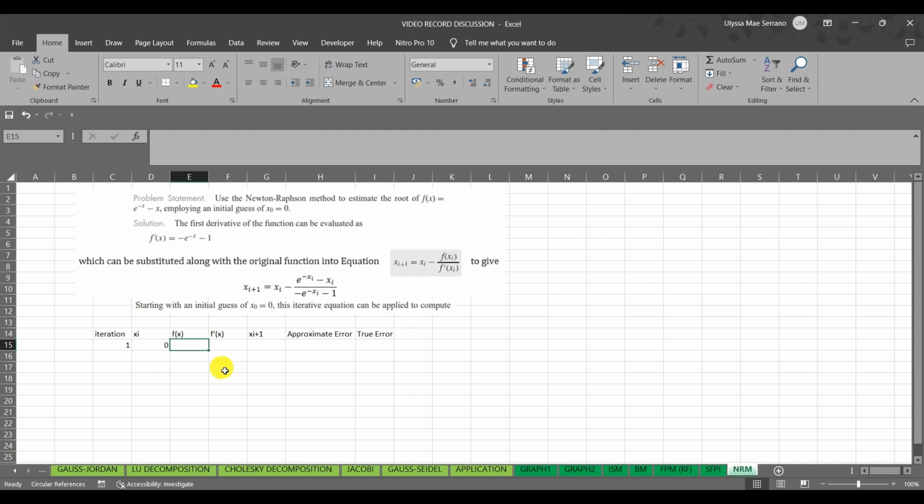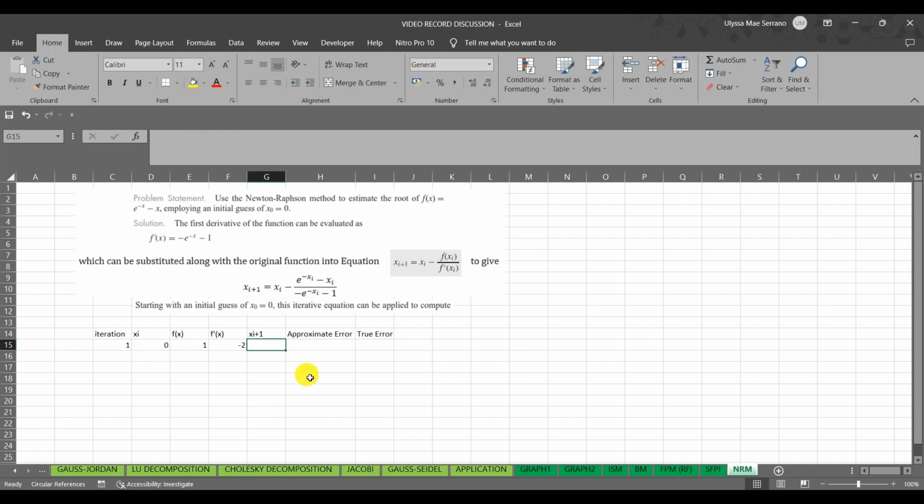And for the function, it will be the given function of x, substituting the value of the initial guess of 0, exp raised to negative x minus x. So this will be the value of the function. And for the first derivative, we're going to use the first derivative function and substitute the initial guess x sub i. So this is simply negative exp raised to negative x minus 1.